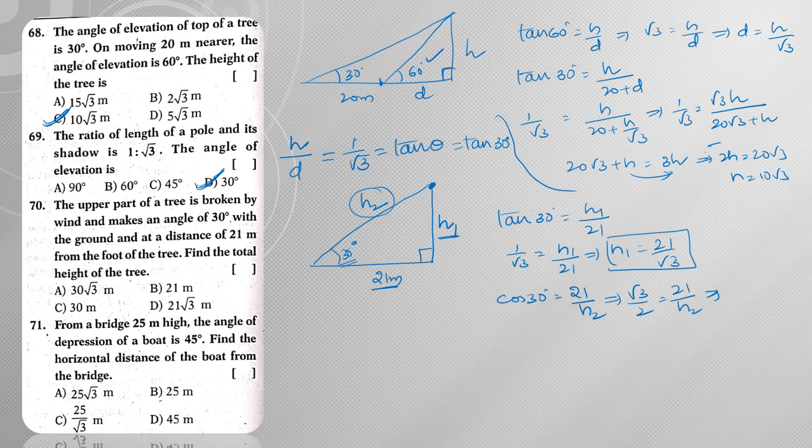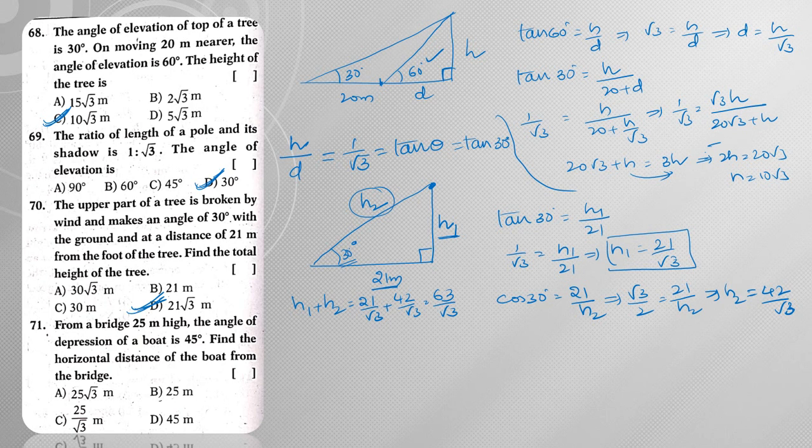So when I do cross multiplication, h2 is equal to 21 2s are 42 by root 3. Now finally the actual height of the tree is nothing but h1 plus h2, which gives me 21 by root 3 plus 42 by root 3. So 21 plus 42 is 63 by root 3, right? So 63 I can write as 21 3s. So root 3 in 3 it cancels 3 times, so hence the answer is 21 root 3.